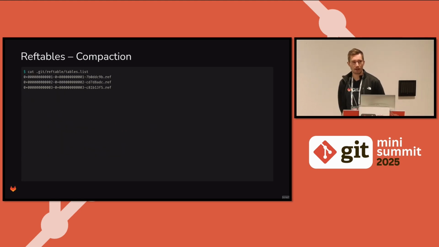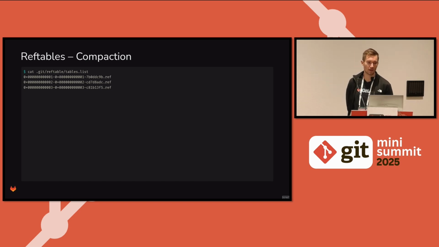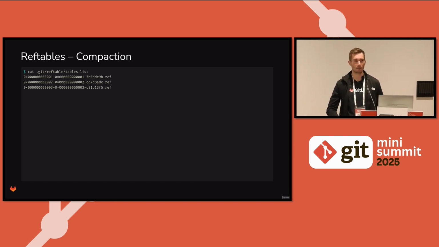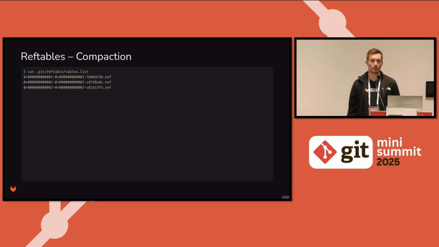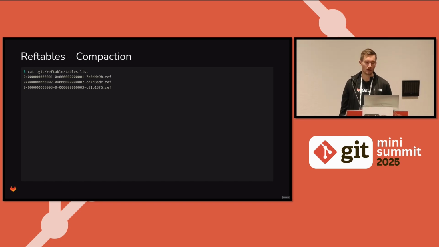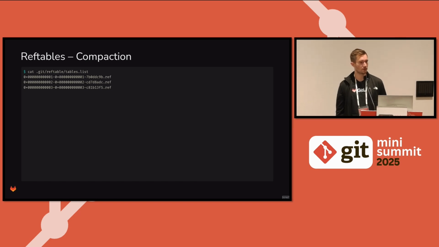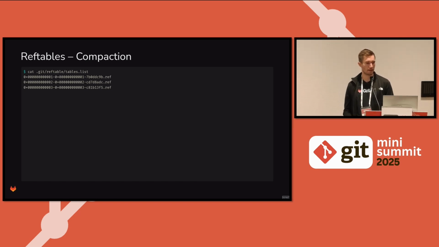Of course, we cannot just keep on appending new tables to the stack whenever we write a reference, because that would quickly get out of hand if we had hundreds or thousands of tables. To prevent the list from growing too long, we use auto-compaction. Whenever we append a new table or a new entry to the list, we check whether some of the tables should basically be merged together.